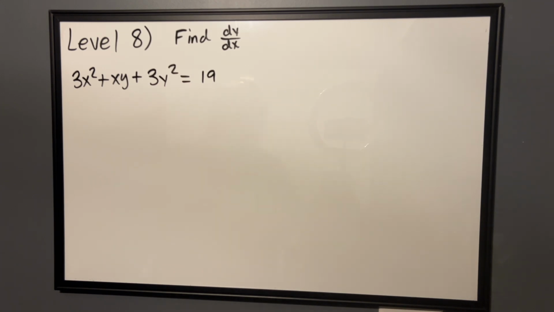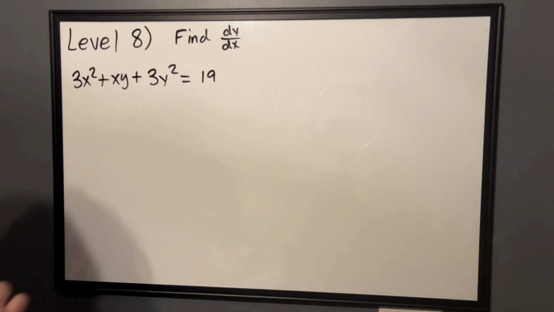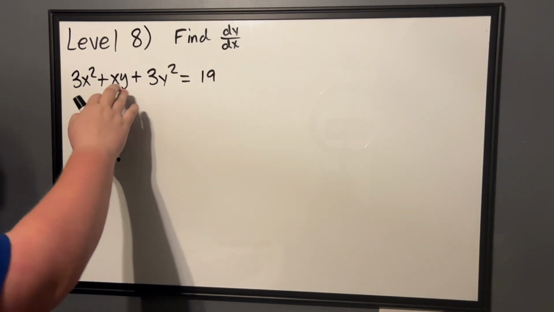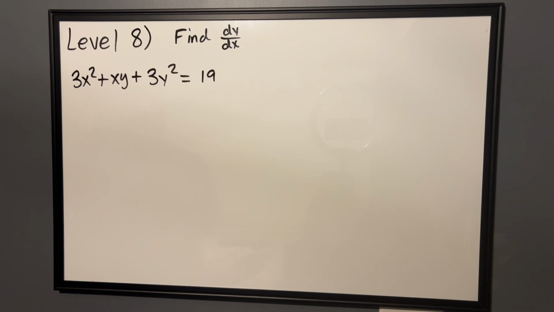Okay, so here we have level 8. This is the first one that's going to be a little bit different. So it says we want to find dy/dx if our function is 3x squared plus xy plus 3y squared equals 19. Now here's why this one is trickier, because we need to use what's called implicit differentiation.